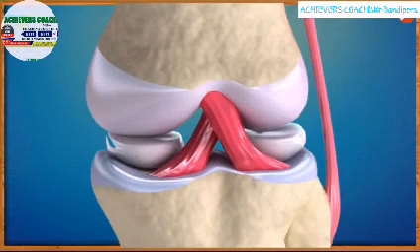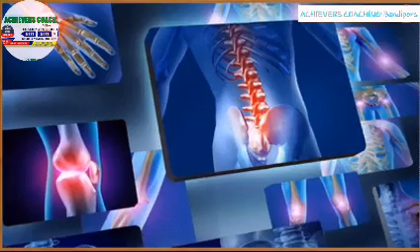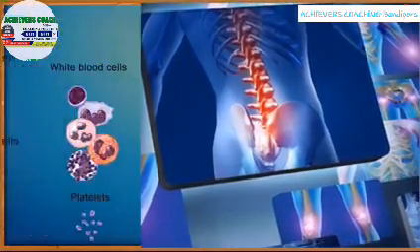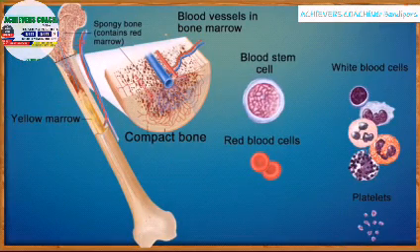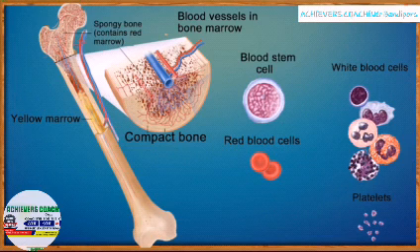Bone is another example of a connective tissue. It forms the framework that supports the body. It also anchors the muscles and supports the main organs of the body. Bone cells are embedded in a hard matrix that is composed of calcium and phosphorus compounds.